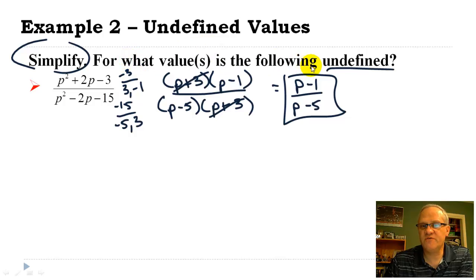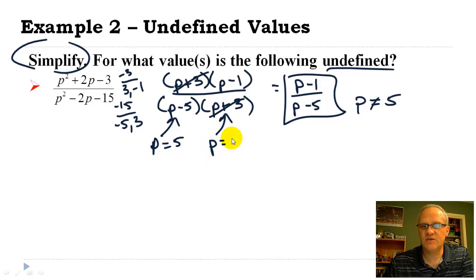But also it says for what value is it undefined. Okay, even though these p plus 3 crossed out, don't look just at your final answer here. Look back at where you factored this. Let's look at this one here. What value of p would make that 0 on the bottom? If p was 5, then that would make it 0. So we'd say p cannot equal 5. That's what makes it undefined. And then also right here, if p was negative 3, that would make this 0. So p can also not equal a negative 3.